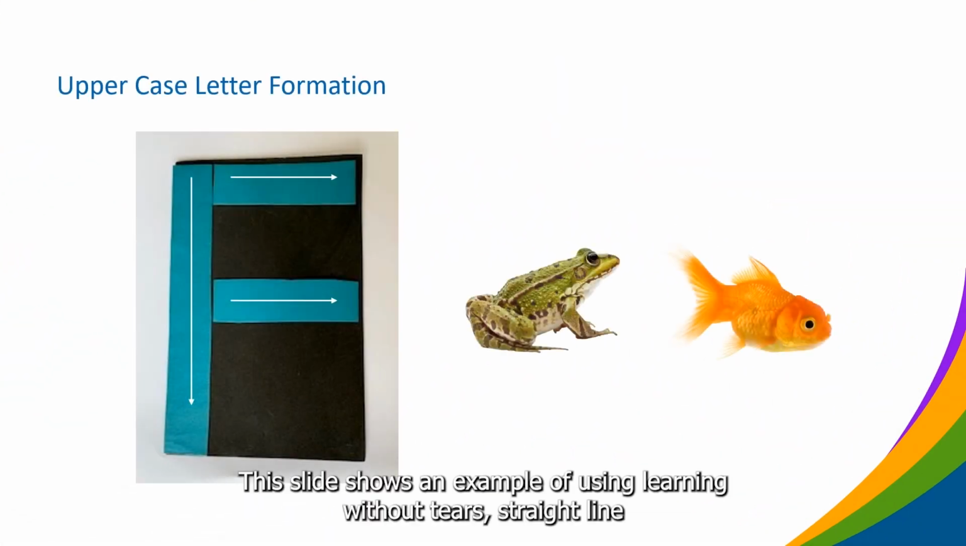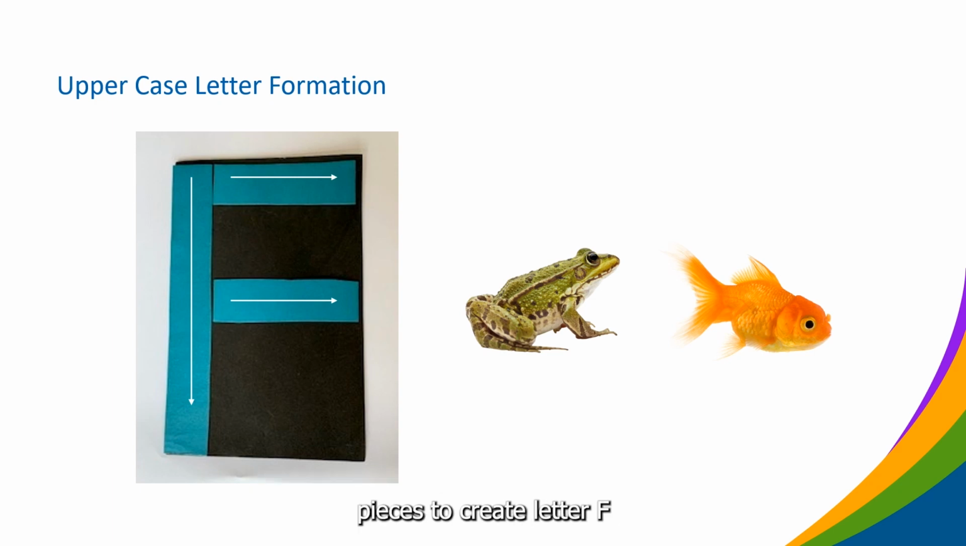This slide shows an example of using Learning Without Tears straight line pieces to create letter F using 3 separate lines. Verbal prompts for forming letter F are as follows. Big line down, little line across, little line across.